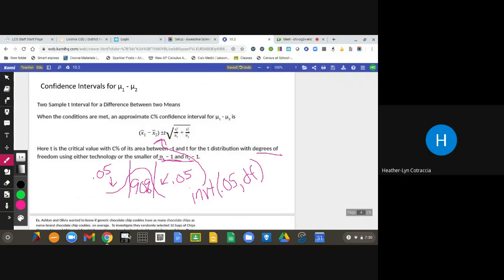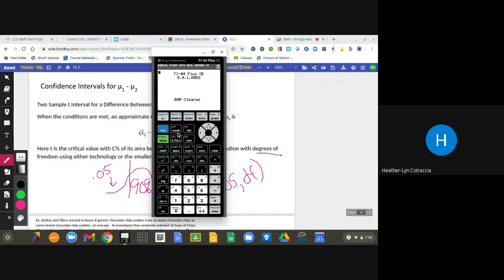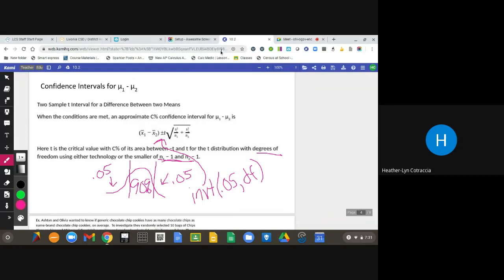And in case you've forgotten where to find that stuff, I'll go over it again later. But on these calculators, it's second distribution, second vars. And then there's your inverse t right there. If you're on the Inspire, then everything is under menu, either probability or statistics, and then distributions, and you'll find it in there too.